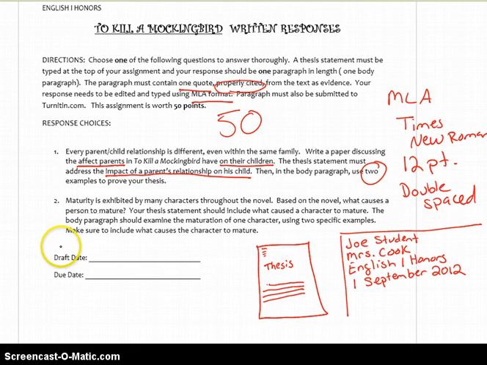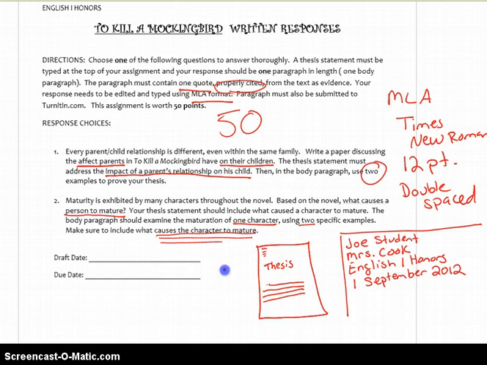The second topic is maturity. Maturity is exhibited by many characters throughout the novel. Based on the novel, what causes a person to mature? Your thesis statement should include what caused a character to mature. The body paragraph should examine the maturation of one character using 2 specific examples. Make sure to include what causes the character to mature.